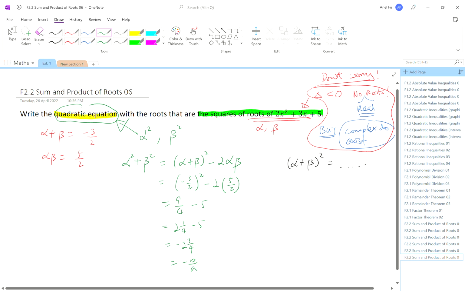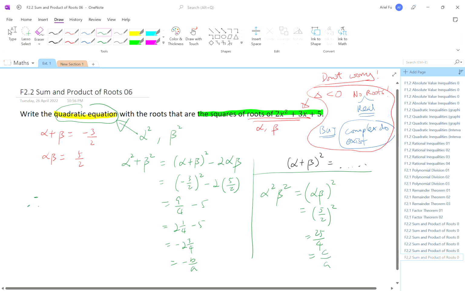Now, that's one of them. The second one would be the product of roots for the quadratic I want. The product of roots will be alpha squared times beta squared. This one is the same as alpha beta, the whole thing squared, which would give you 5 on 2, the whole thing squared, which is 25 on 4. That would give you the value of c on a.